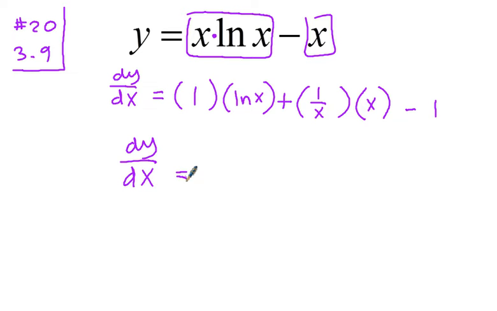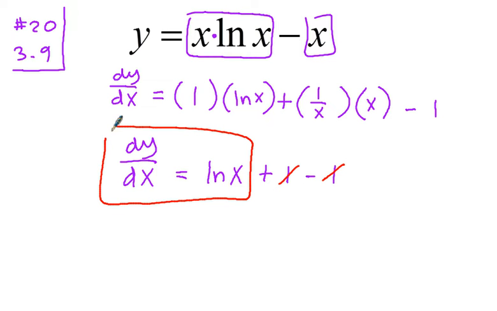But just because maybe it's easy to do, we can go ahead and simplify this. Not because we have to, but just because it looks easy. So 1 times log x is log x. 1 divided by x times x gives 1. And when we take away 1, we get 0. So the slope formula for this curve is log of x.